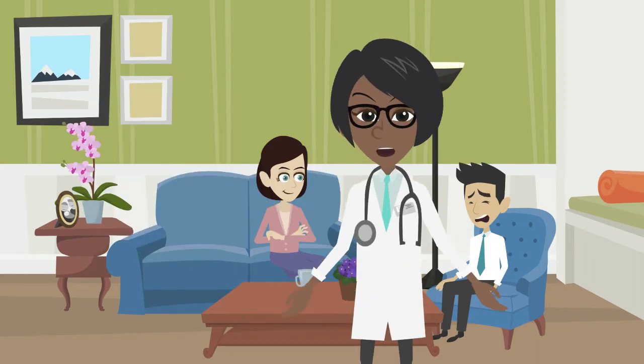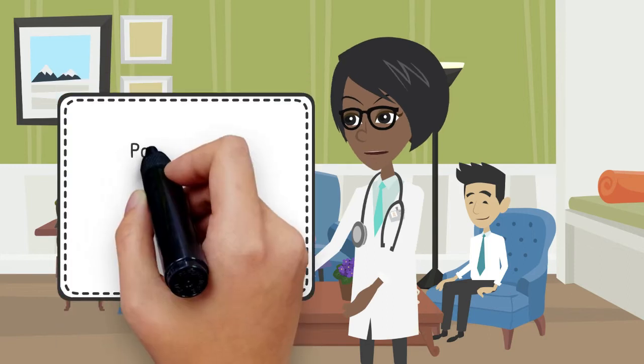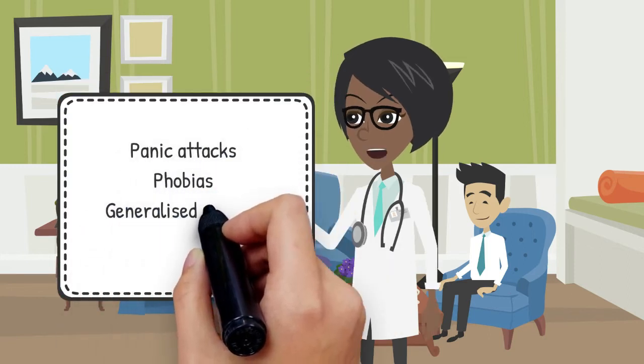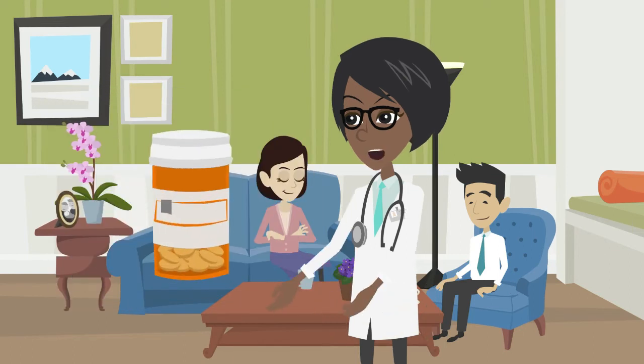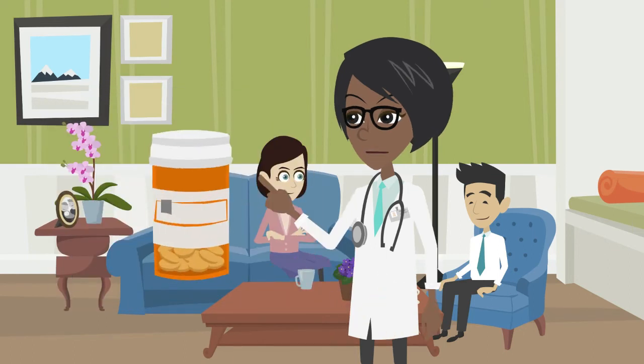Anxiety disorders are common in Parkinson's disease and can also be a preclinical risk factor. Anxiety can present as panic attacks, phobias, or generalized anxiety disorder, and can be related to drug-induced motor fluctuations in Parkinson's disease.